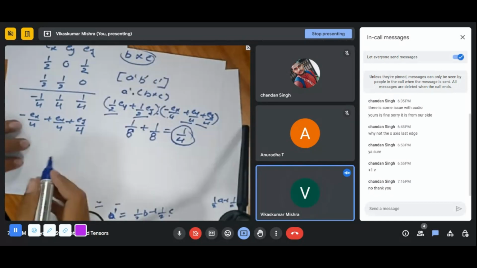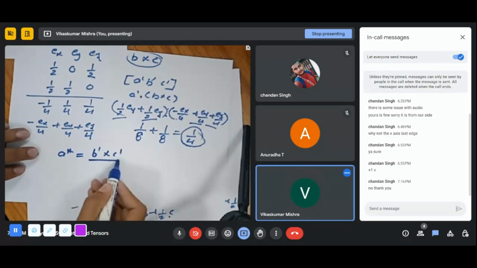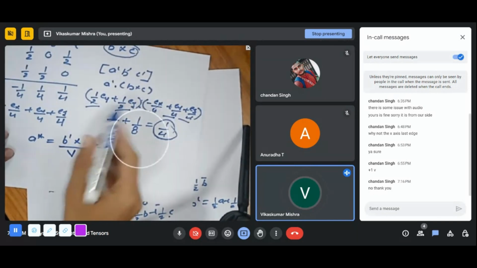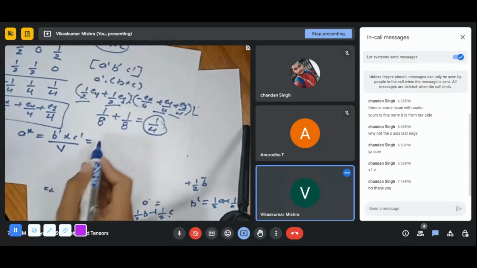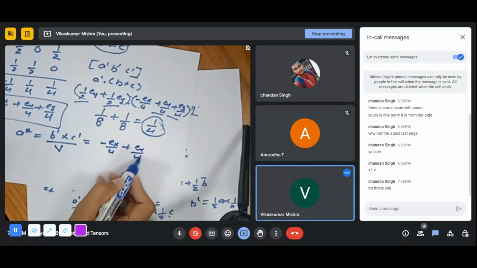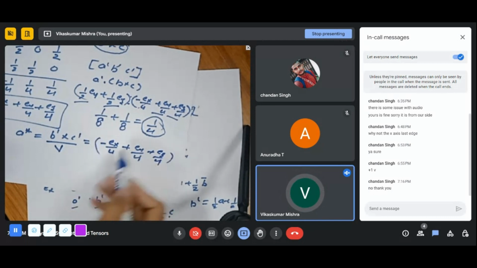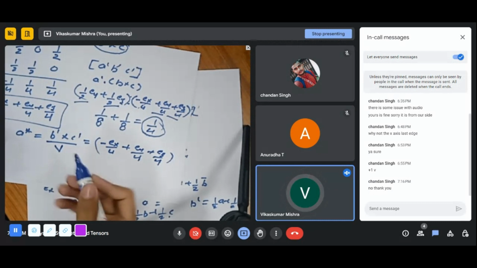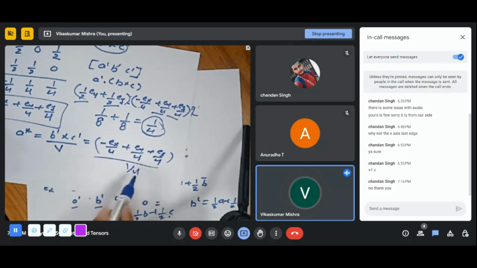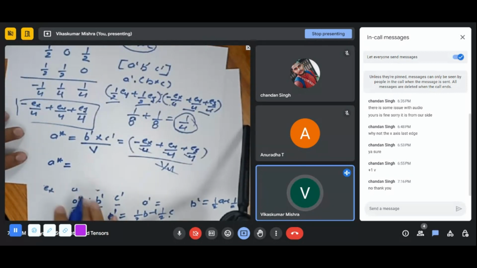So now let's write that. Let's write A star, which we were saying is B cross C divided by V. B cross C we have got, it is this only: minus EX by 4 plus EY by 4 plus EZ cap by 4, the whole divided by volume, that is 1 by 4. So this will be cancelled out. So what we got? A star is minus of EX plus of EY plus of EZ.